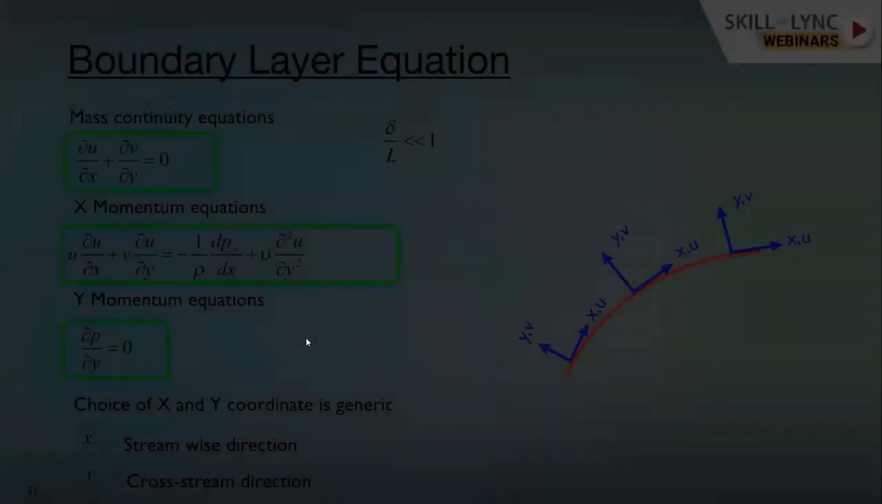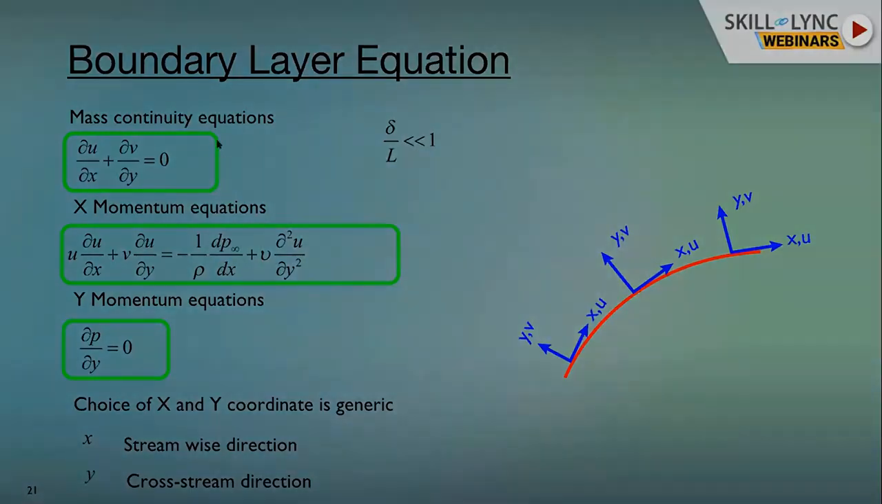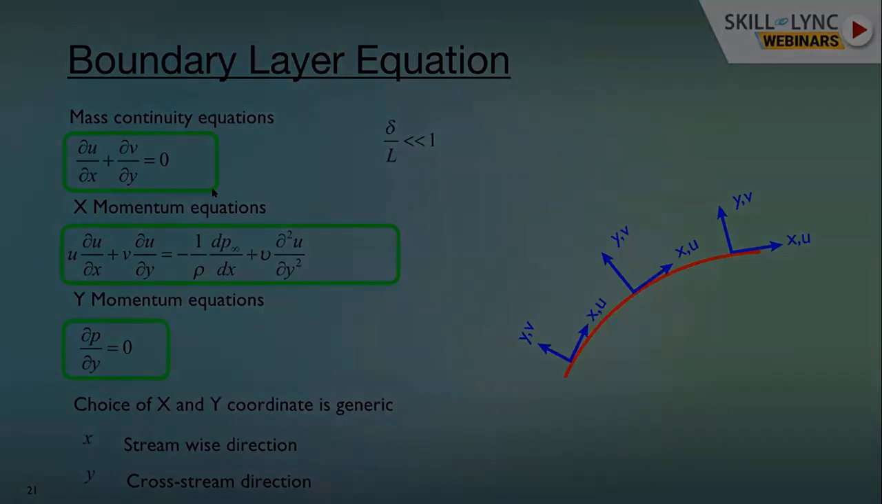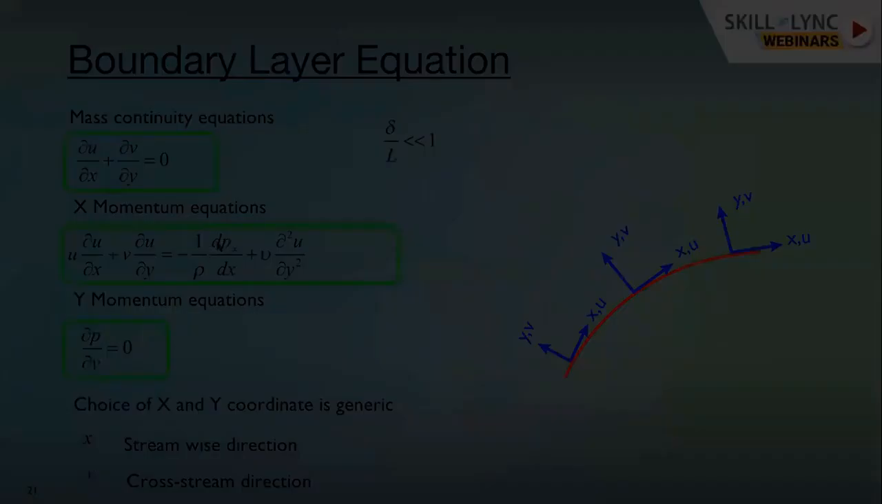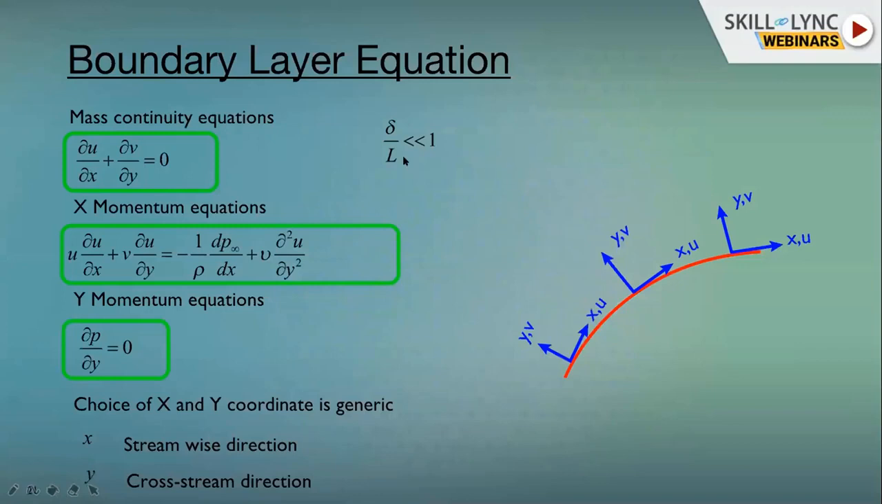Then my boundary layer equation boils down to the following form. First, I have the mass continuity equation as it is in the Navier-Stokes equation. In the x momentum equation, the partial derivative of pressure with respect to x boils down to an ordinary differential equation. This P infinity is the bulk pressure provided by the free stream fluid. U is my velocity in the boundary layer, and in the y momentum equation, I found del P by del y equals 0.